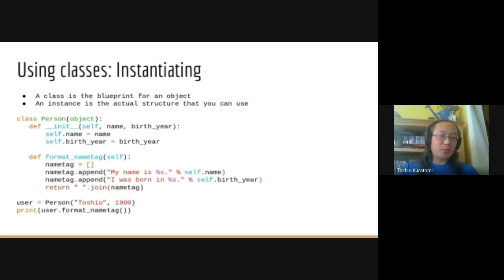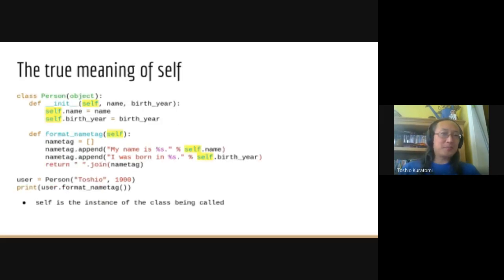And so here I'm doing print(user.format_name_tag()). format_name_tag is that second method in the Person class. And so when I call it, it's going to call format_name_tag on the instance. And so anything that was saved on that specific instance is going to be available to format_name_tag to use. As I get into what self means, I'll get into how that all works.